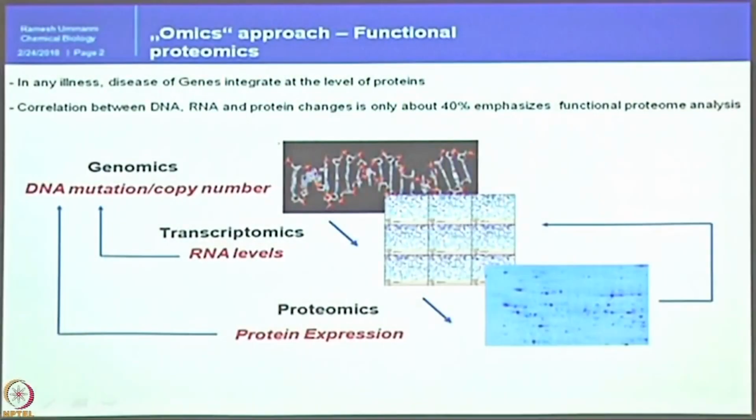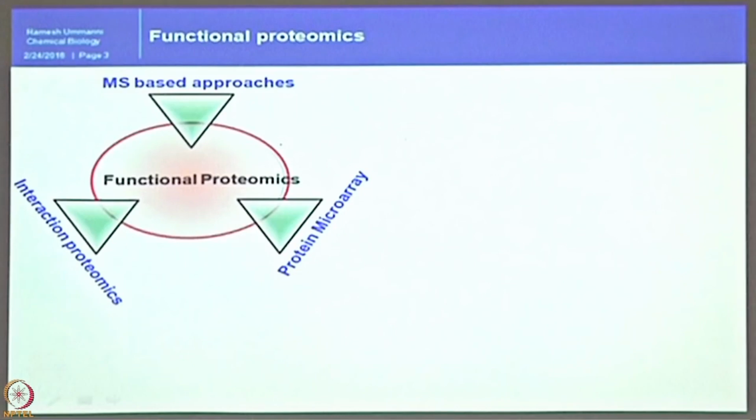Sometimes a protein may be expressed, but it may keep quiet. It's like a silent mutation in the gene; it may keep quiet, nothing to do. So ultimately, if it is a functional protein, then only it reflects in the disease state. Any illness or disease of genes is integrated at the protein level, that too at the protein functional level. That is one of the reasons you should perform functional proteomics rather than differential proteomics.